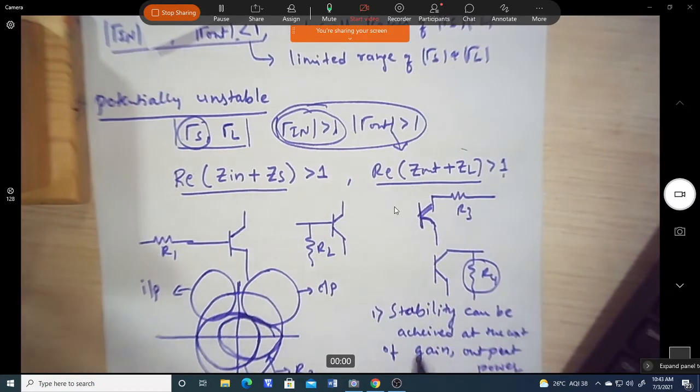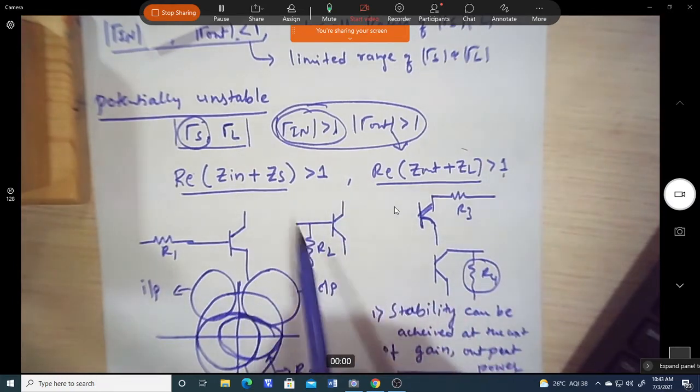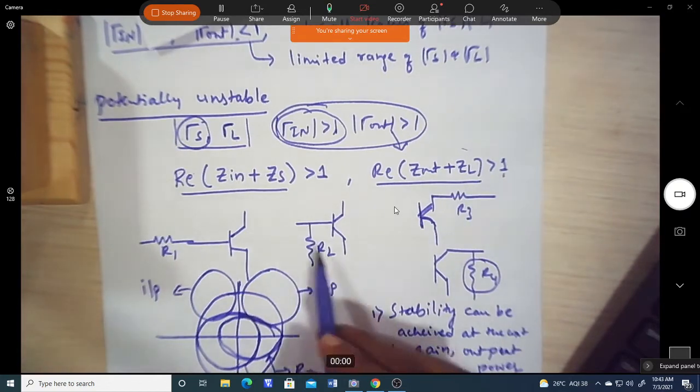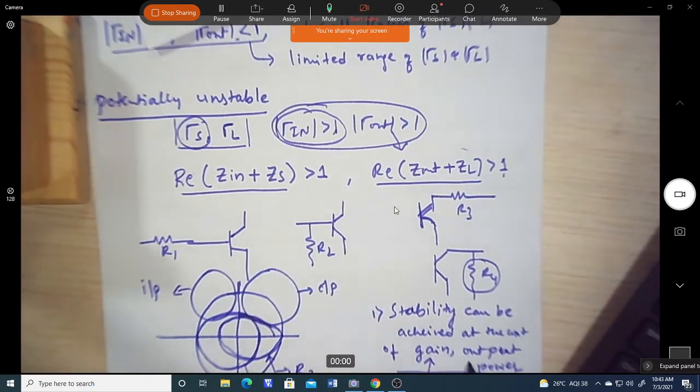So we need to reduce this if we get the stability for this. By adding this resistance, the gain will be reduced, the output power will be reduced, so the loss will increase. Okay, the loss is going to increase.